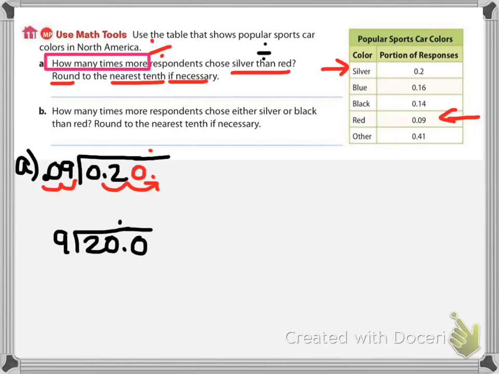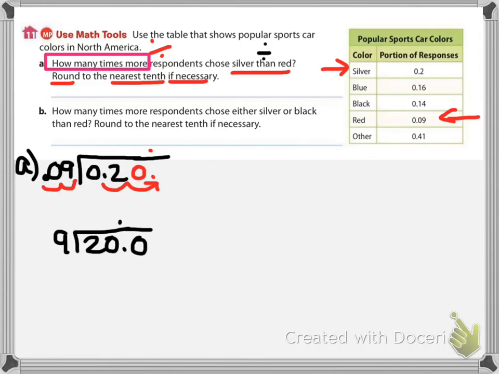Alright, notice again that this is silver color, which is larger, divided by red, the color that is smaller. So the divisor is red, 9/100ths, and the dividend is silver, 2/10ths. I'm showing you with the red arrows that I had to move over twice in the divisor and the dividend. Notice I had to add the 0 into my dividend. Then I rewrote the problem.